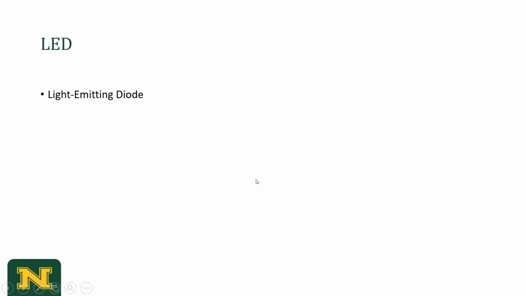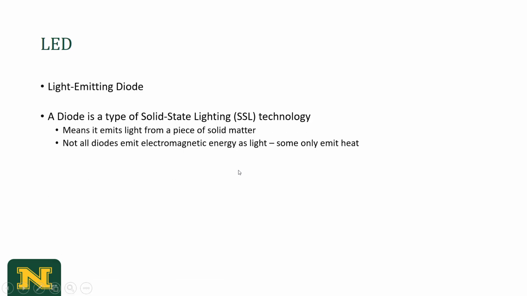LEDs, the last type of bulb that we'll talk about. Your light emitting diode, if you know what that stood for. The diode is basically a solid state technology, so SSL, you'll see that term. It's called solid state lighting. That means that we're emitting light from a piece of solid matter. So not all diodes emit electromagnetic energy as light. Some only emit heat. But what we're talking about is the lighting type.